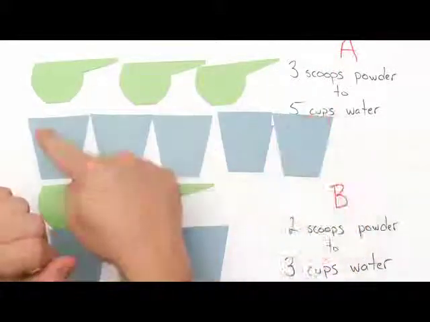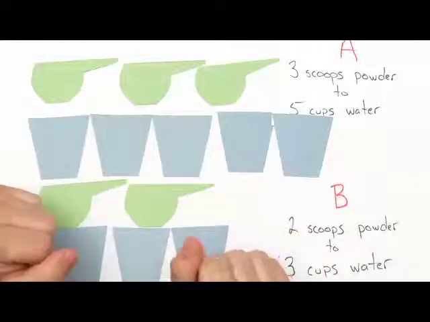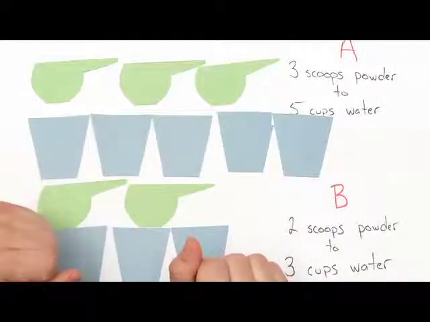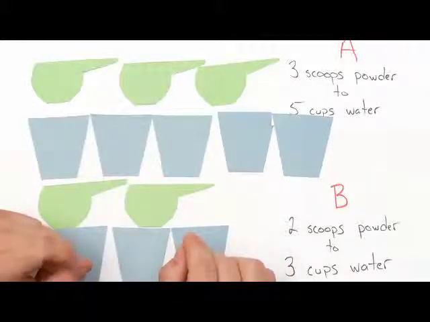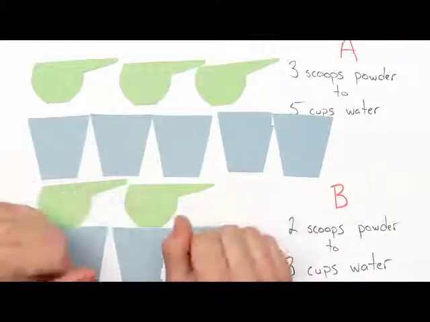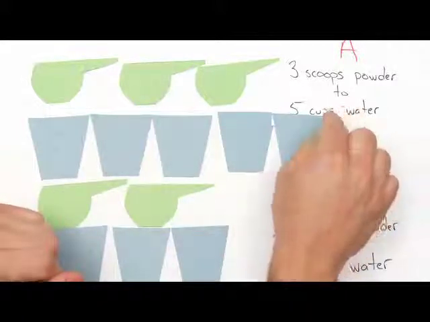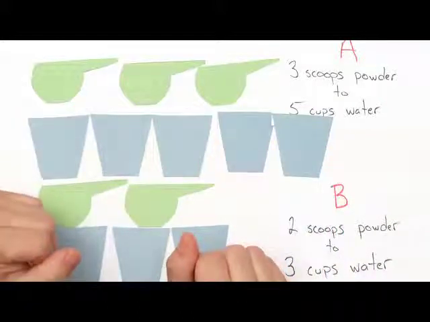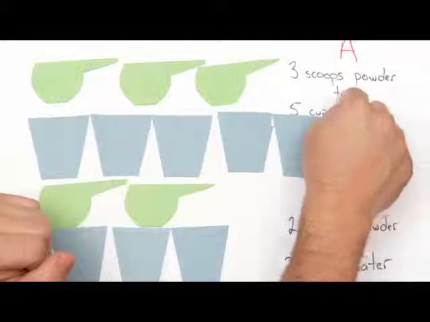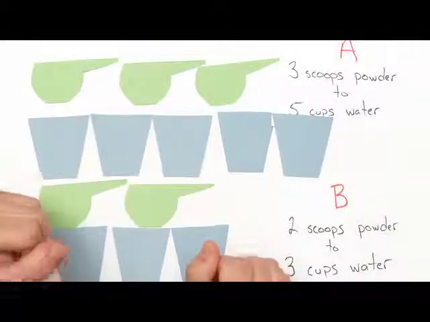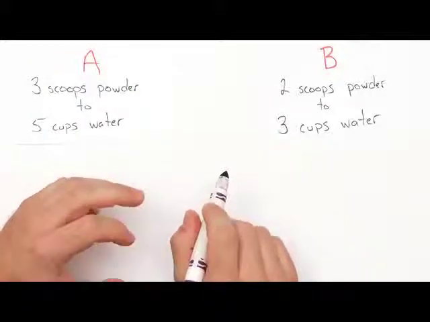Recipe A makes more iced tea because it uses 5 cups of water. But which recipe will give the stronger tasting drink? Why don't you make a prediction? Which recipe do you think will give the stronger tasting drink? There are a couple things to consider. I know that more water could mean a weaker drink. I also know that more powder could mean a stronger drink. It's the same recipe. What am I going to do? Let's work with the numbers to find out.